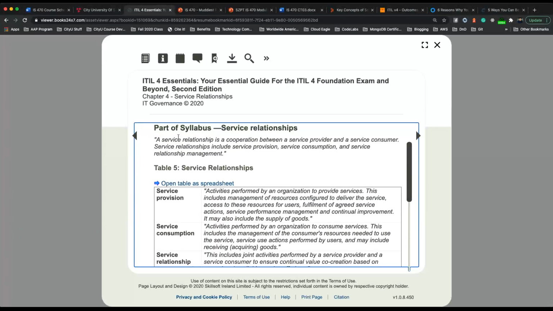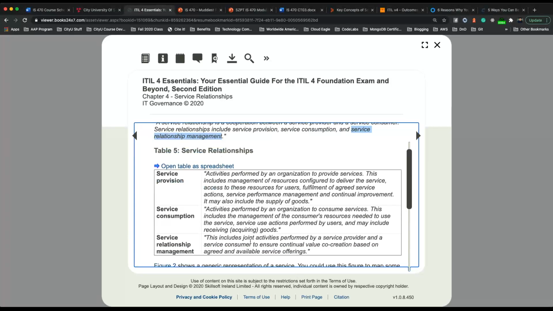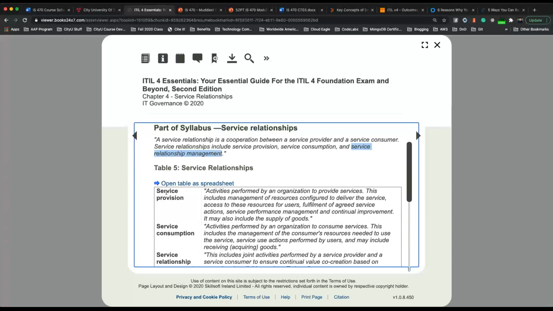Service relationship is a cooperation between the service provider and a service consumer, and those include service provision, service consumption, and service relationship management. So we come across this new term again, but we've been talking about this and we're just defining them clearly with specific terms.